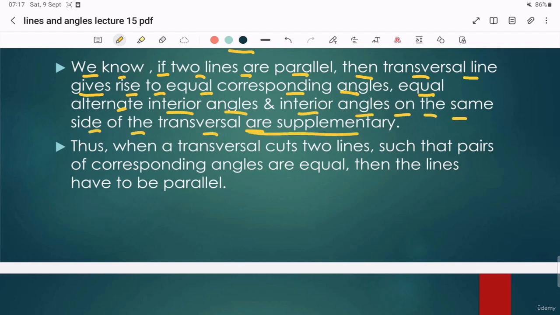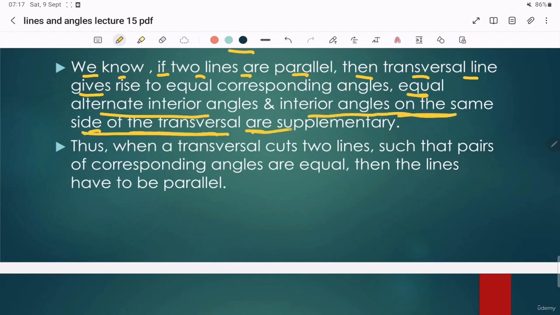We have already seen in the previous videos that if we have two parallel lines, then a transversal of those parallel lines will give us equal corresponding angles, equal alternate interior angles, and interior angles on the same side of the transversal will be supplementary.